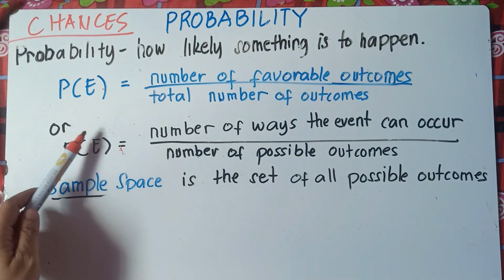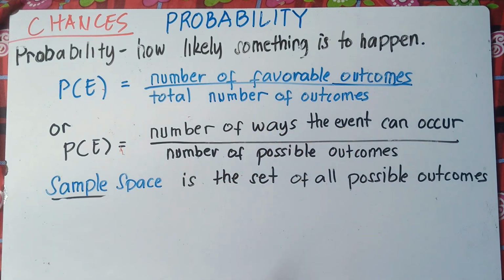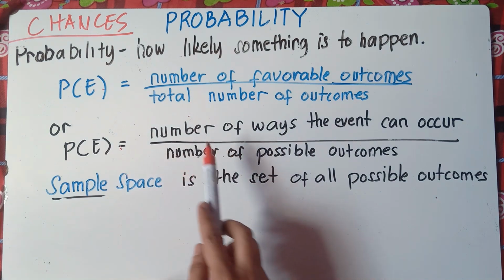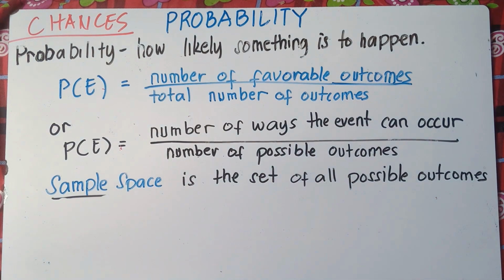So probability of an event is the number of favorable outcomes divided by the total number of outcomes. Or you can use this other equation: probability of an event is the number of ways the event can occur over the number of possible outcomes. So most of the time, class, your answer in probability is a fraction or a percentage. But there are some cases, class, where your answer is a whole number if the event is sure, 100%. But most of the time, the answer is a fraction.